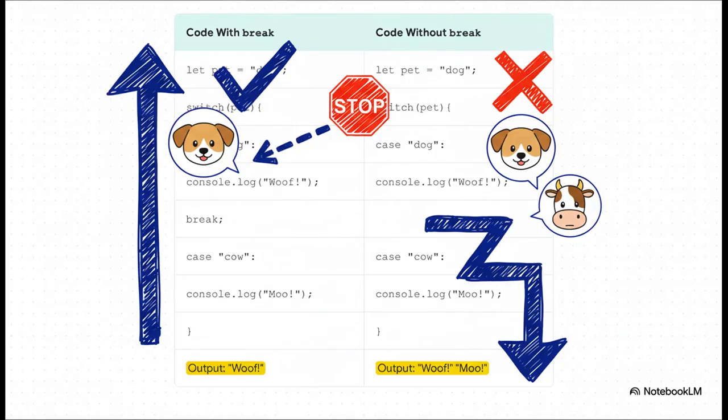Take a look at this comparison. On the left, with the break, our code works perfectly. It finds the dog case, prints woof, hits the break, and stops. Clean output. But look at the code on the right. Uh-oh. Without the break, it finds the dog case, prints woof, and then just keeps going. It falls right through into the cow case and prints moo, too. This is almost never what you want to happen, and it shows you exactly why that break is so important.